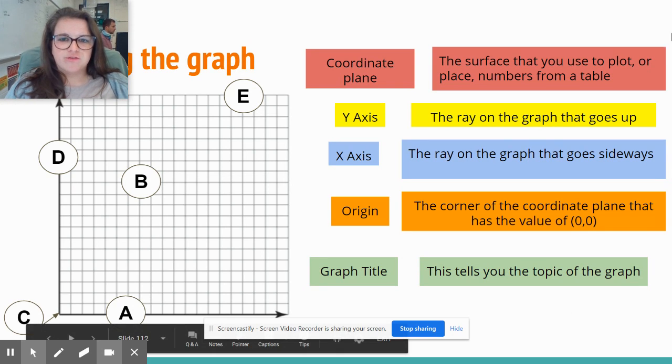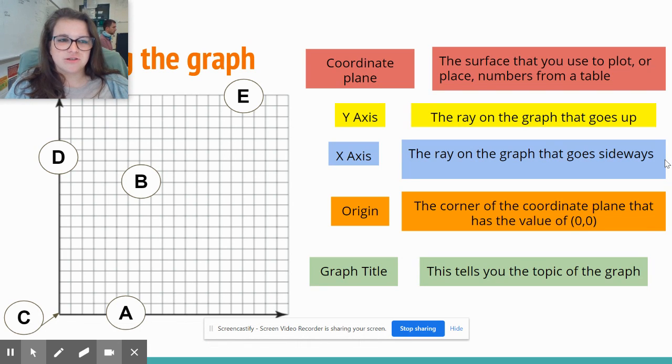Okay, so the first word we have is coordinate plane. And that is the surface that you use to plot or place numbers from a table. The second word we have is the y-axis. That is the ray on the graph that goes up. Next, we have x-axis, and that is the ray on the graph that goes sideways. Next, we have origin, which is the corner of the coordinate plane that has the value of 0, 0.